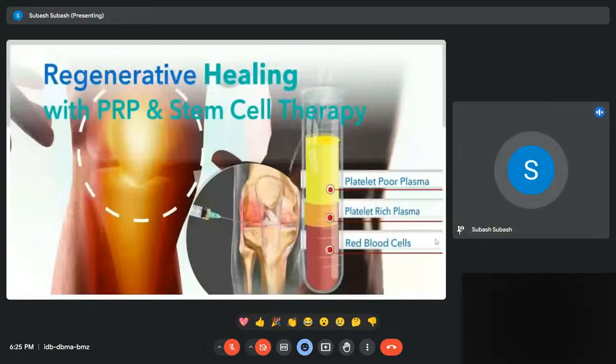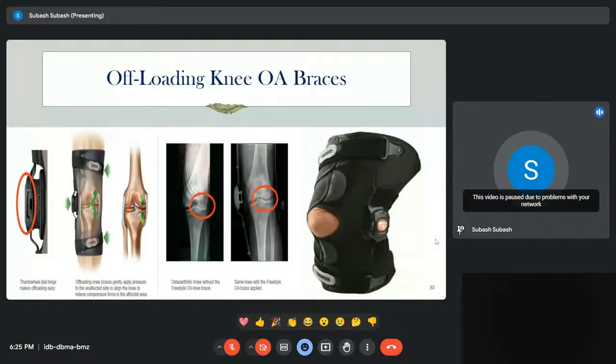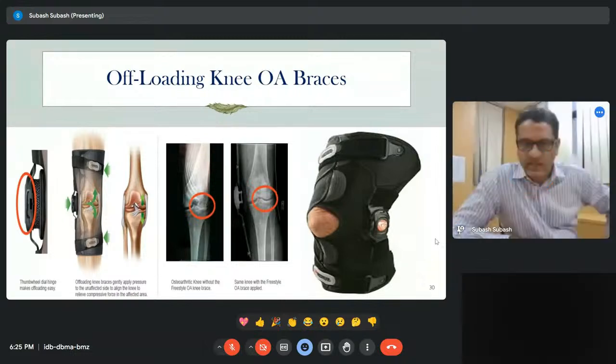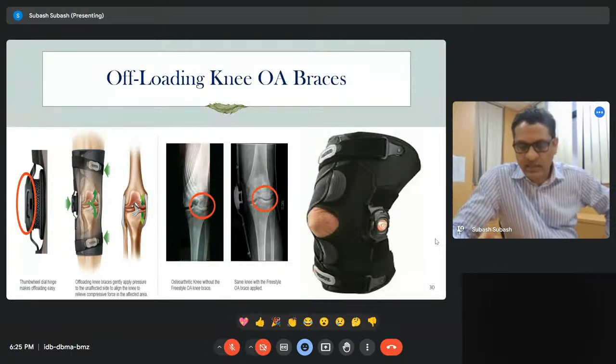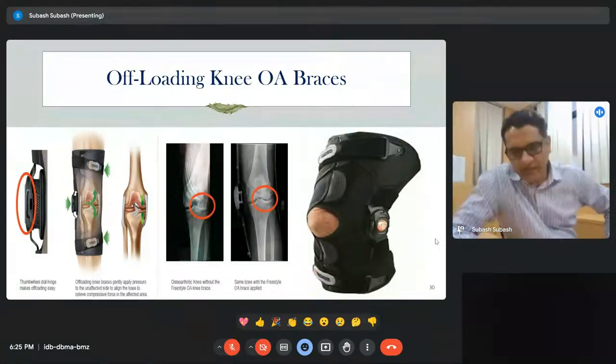So when you see such stages, these braces, offloading braces, what we call, are very, very beneficial. They give you complete offloading and do not let the bones touch each other. It helps in two ways. It helps in preventing further damage of the cartilage and delays the process of arthritis. Secondly, it gives you complete pain-free daily activities.